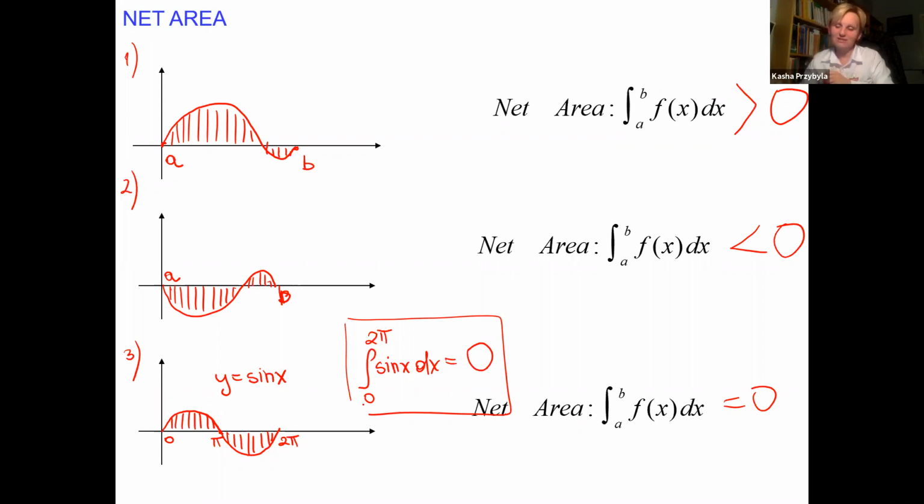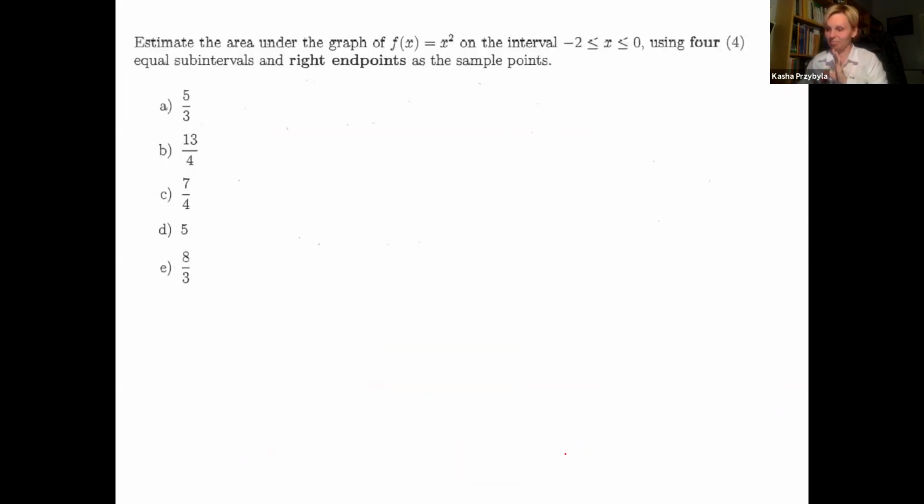Can we get the answer for the definite integral of the sine function between 0 and pi? This one we need more tools for. We don't know. It's definitely positive, but we don't know the value. Okay, but definitely from 0 to 2 pi, we know the net area.